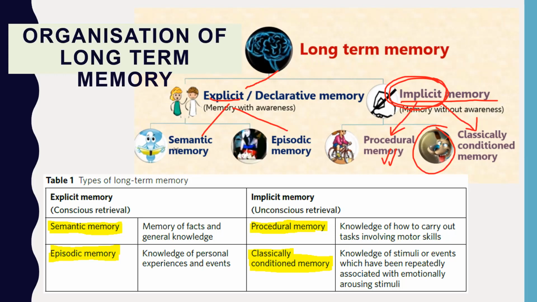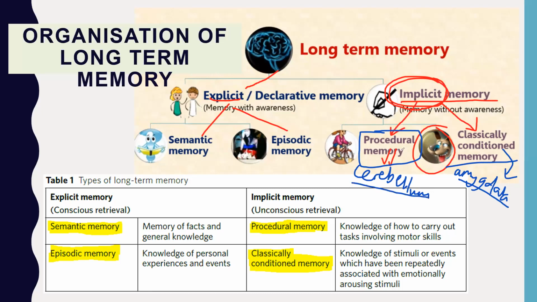Implicit memories, depending on the type of implicit memory we're talking about: procedural implicit memories are stored in your cerebellum. I'll talk a little bit more about this. And classically conditioned memories tend to be involved or stored in the amygdala. Okay, so this role of the brain region is for classically conditioned memory, and cerebellum is for procedural memory. Okay. What does the amygdala control?